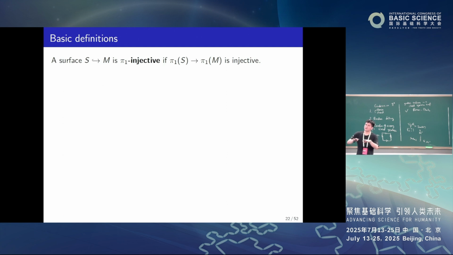So for example, take the 3 torus, whose fundamental group is Z3, and take the horizontal Z2, that is pi1 injective. Okay. So every element in your pi1 comes from an element of the ambient pi1.